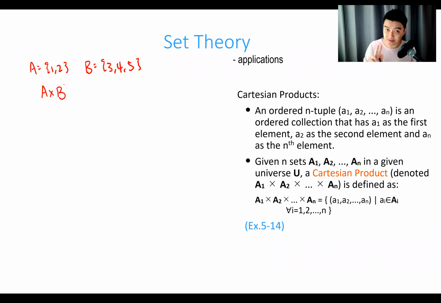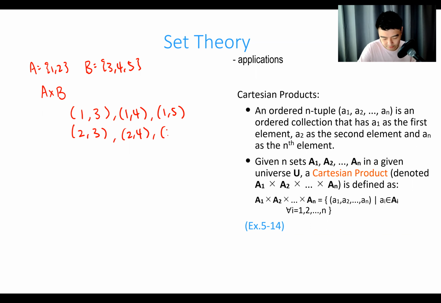Now here you see two sets, so the tuples that we're going to define are in the form of an element followed by another element. Basically we want all the crossings where the first element comes from A and the second element comes from B. So one example would be (1, 3). Another one would be (1, 4) and (1, 5). We also have (2, 3), (2, 4), and (2, 5). Again, the first element comes from A, the second element comes from B. So this is A cross B.